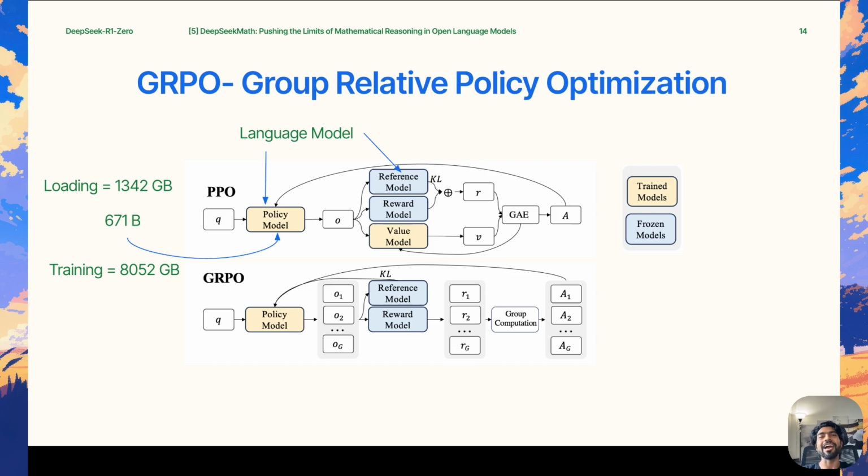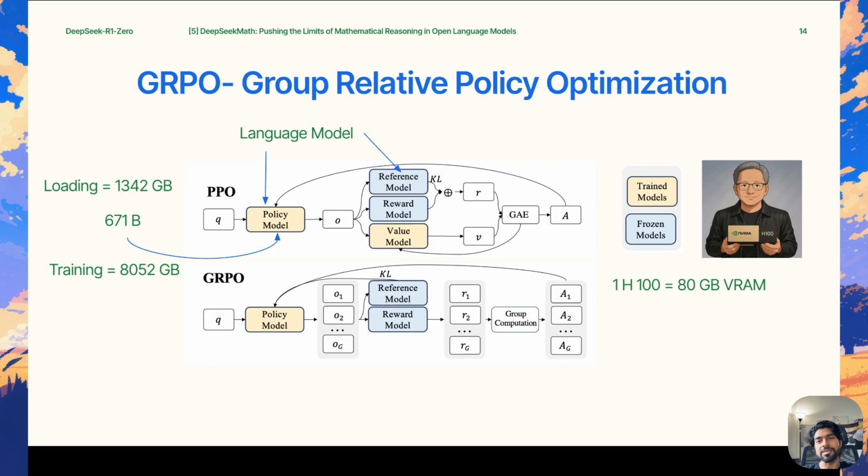Fun fact, the NVIDIA H100 GPU, the industry standard for AI inference and training, has only 80 GB of GPU memory. So, to train just one policy model, you need hundreds of these GPUs. And do you know the cost of one H100? Around $30,000 each. So, for 100 GPUs, you need $3 million.